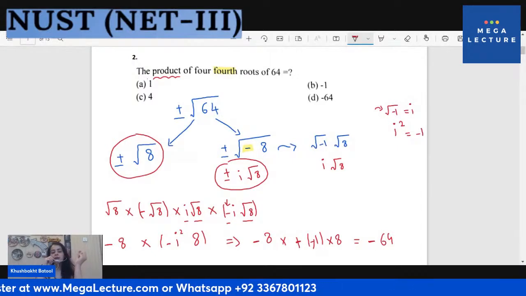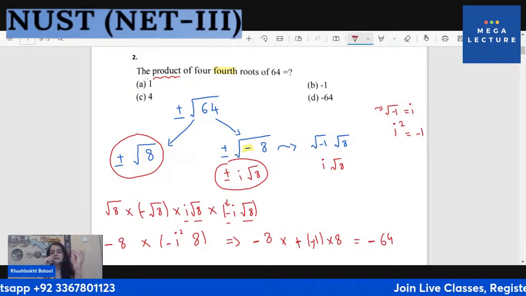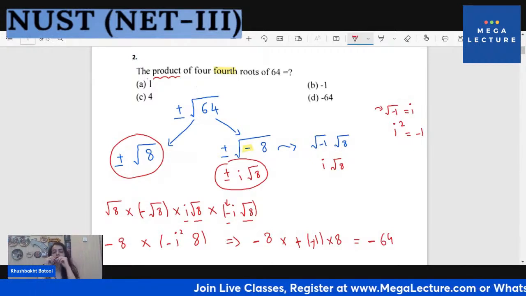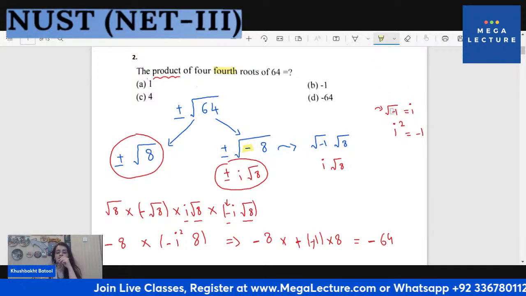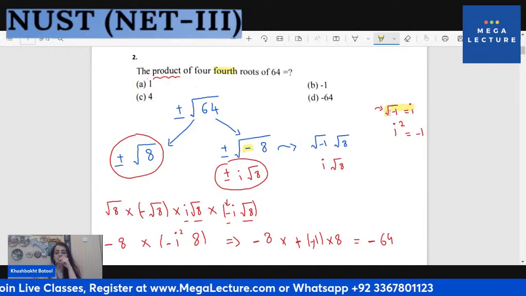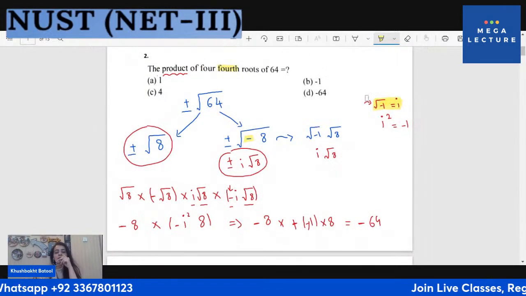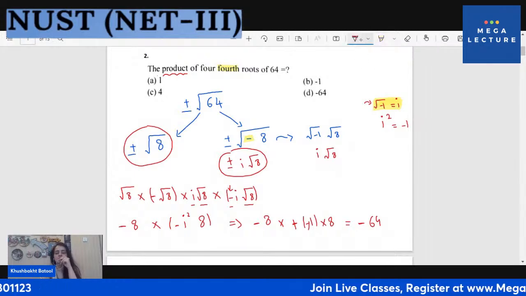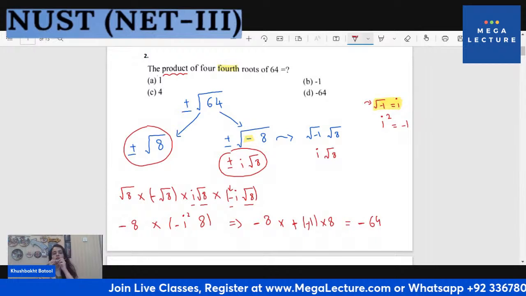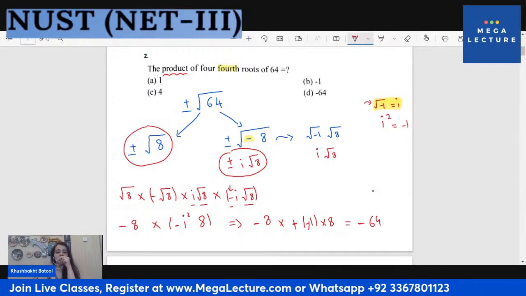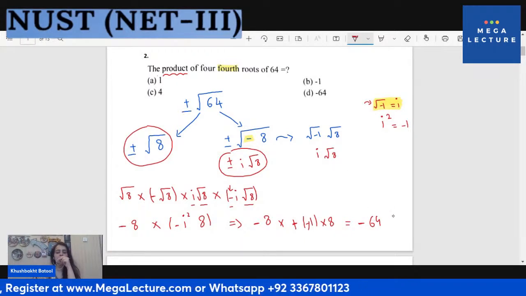we know that under root minus 8 is not a simple thing. Under root minus 8 is basically iota into under root 8, because iota is under root minus 1. I did not do this by myself. This is a property of complex numbers and it is one of the most used properties. So please just understand this as a formula or as a theorem or as a property, okay? Once we have all the four roots, I was supposed to multiply them, and upon multiplication I got minus 64.